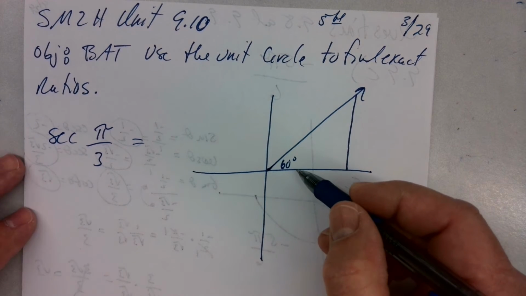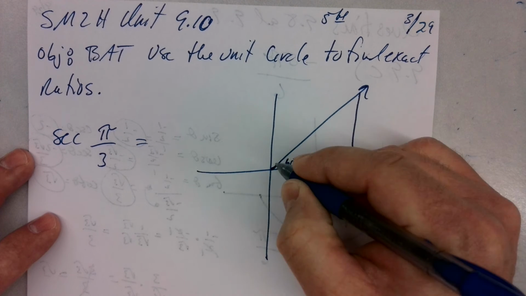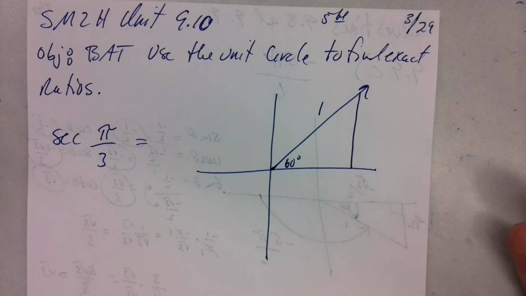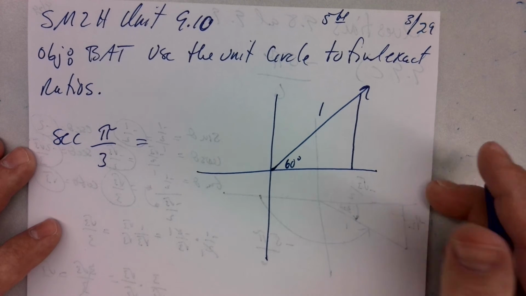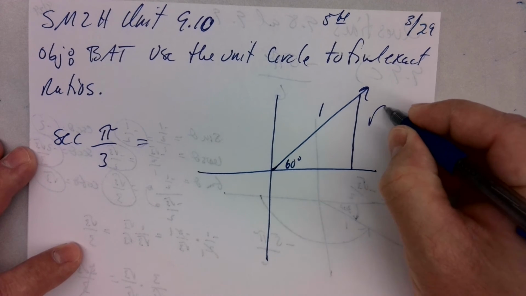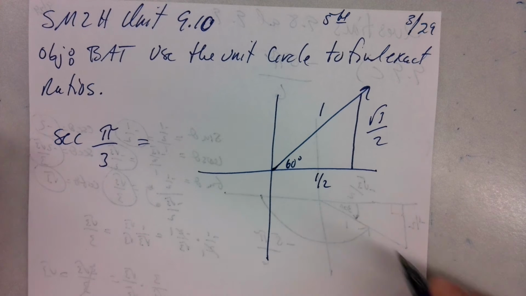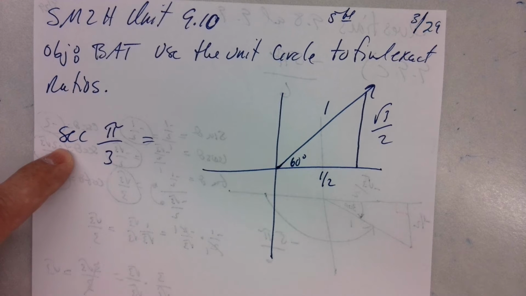Now, if that's 60, do I know this? Well, what's this? Now, what's this? 1. That's 1, right? Okay, correct? So what else do I know here? The vertical one is root 3 over 2. And what's this one? 1/2, right? So I know that, correct? And I gotta remember, well, what was secant? Secant, it's not cosine, but it goes with cosine, right? It is the opposite of cosine, right?